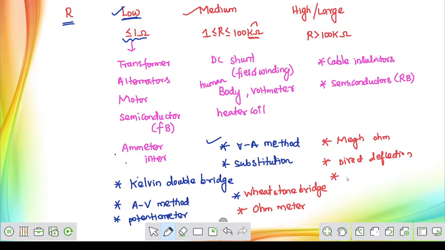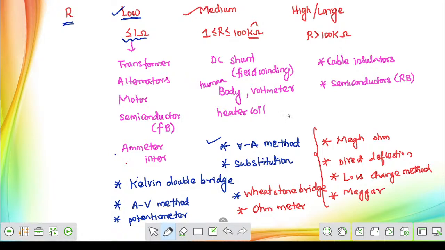The third one is the loss of charge method. You'll have to remember that. And the fourth, another most important method, is the Megger method. You might have studied that. So the first is the mega ohm method, second is the direct deflection method, third is the loss of charge method, and the last is the Megger method. Do remember all these four methods are very important to measure large values of resistance.